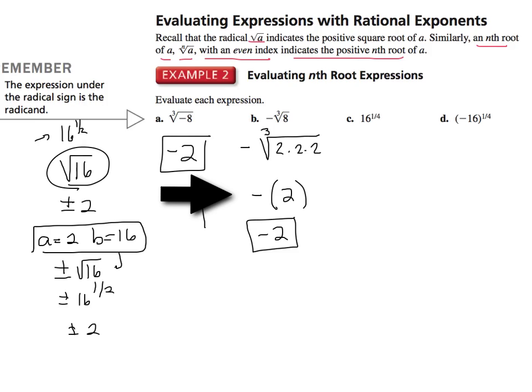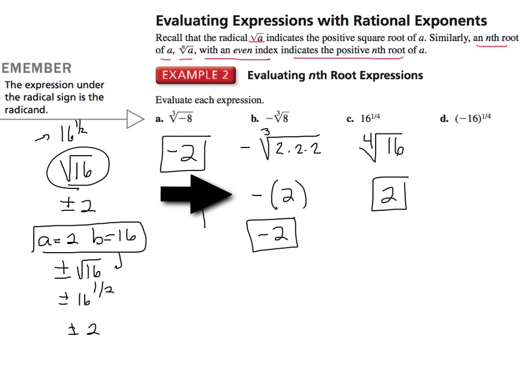Now in C, this would be the 4th root of 16, which means that would give you +2. Now you're like, wait a minute, I thought it'd be plus or minus. Because I actually gave this to you, I'm just telling you it's plus or minus.